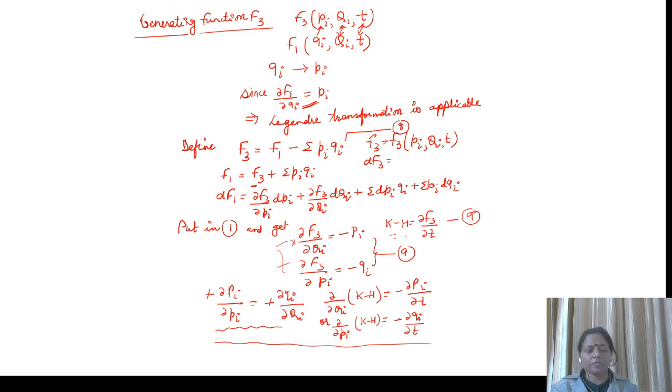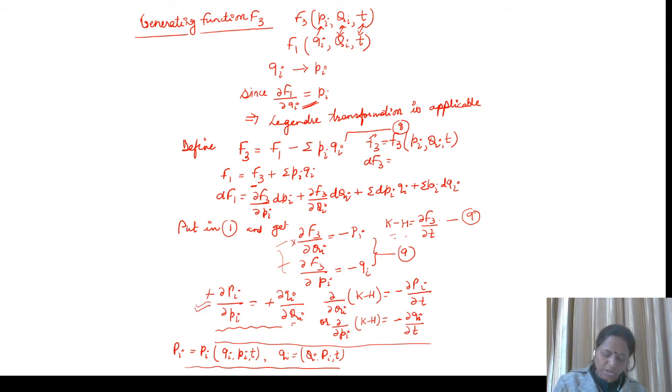The second way is that if your transformation equations are given, and you have pi as a function of small qi, pi and time, and capital Qi as a function of capital Qi, capital Pi and time, suppose you have such relations, or you can find such relations, and you show this type of condition is satisfied, then it simply means that your transformation is canonical. So this is with the help of the third generating function. In the same way, you can define the fourth generating function.